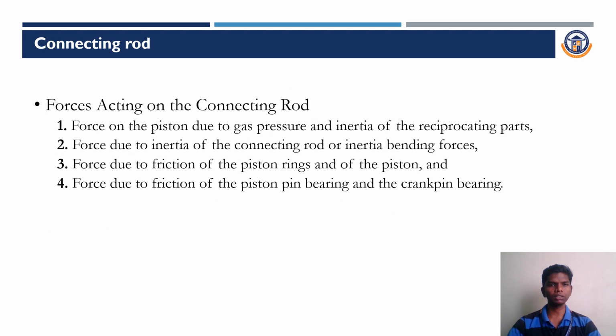Next, the forces acting on the connecting rod. These are the four major forces acting on the connecting rod. The first is the force on the piston due to gas pressure and inertia of the reciprocating parts. Second, the force due to inertia of the connecting rod, or inertia bending forces. Third, the force due to friction of the piston rings of the piston. Fourth, the force due to piston pin bearing and crank pin bearing. So these are the four forces acting on the connecting rod.